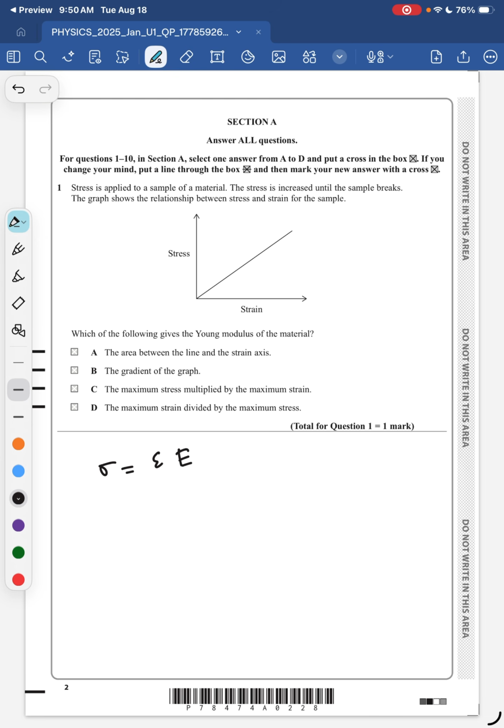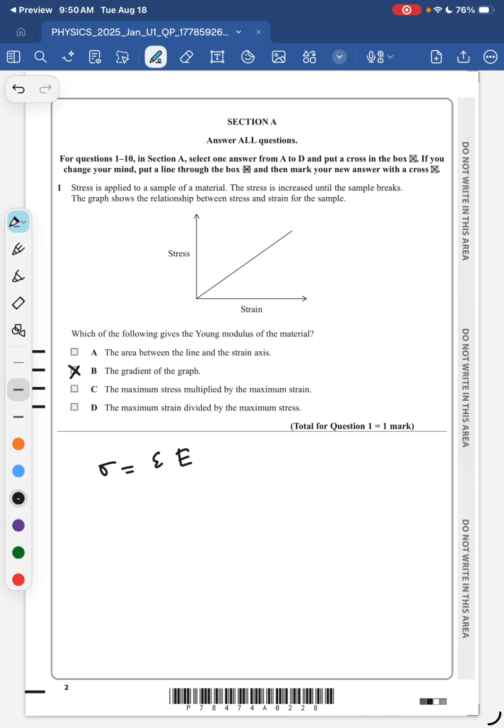Option A, the area between the line and the strain axis. B, the gradient of the graph. That's the correct answer. C, the maximum stress multiplied by the maximum strain. That's totally wrong. And D, the maximum strain divided by the maximum stress.